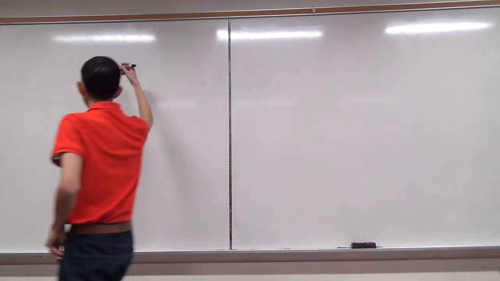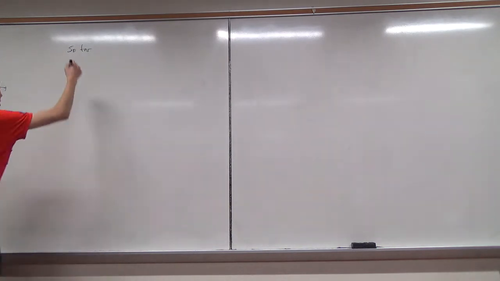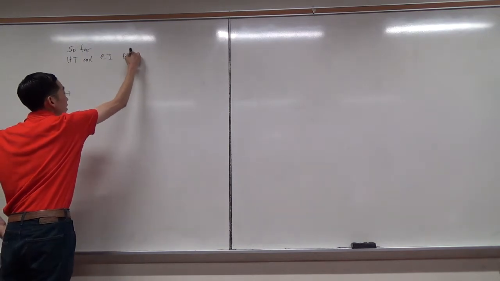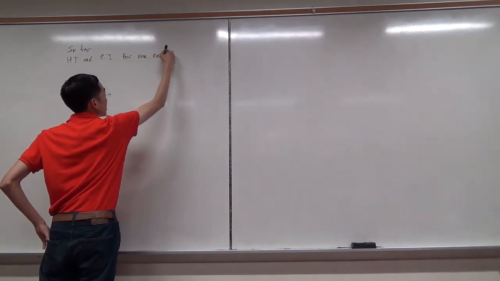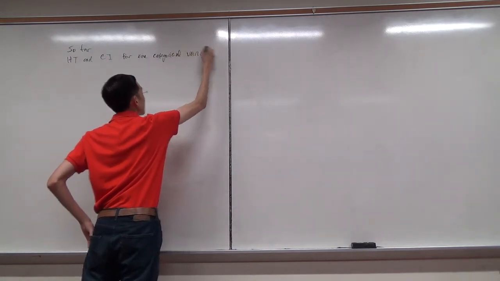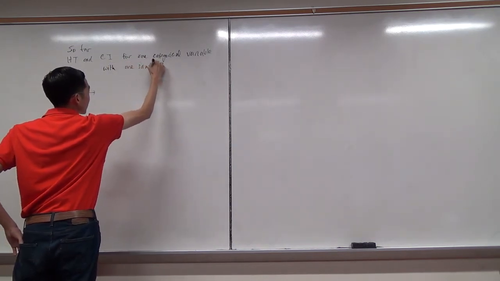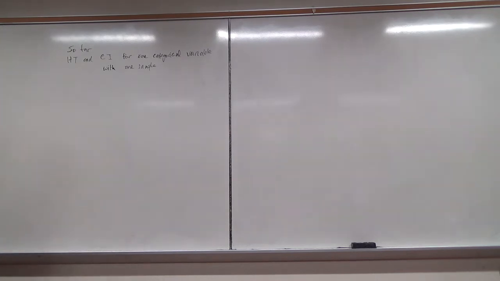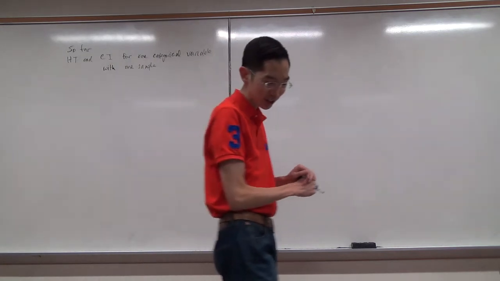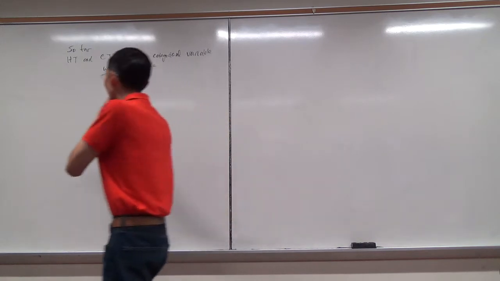So far, what you have learned is hypothesis tests and confidence intervals for one categorical variable, all right? One categorical variable with one sample. And so the book calls it the one sample proportion confidence interval, or Z interval, one proportion Z interval, and one proportion Z test, okay?